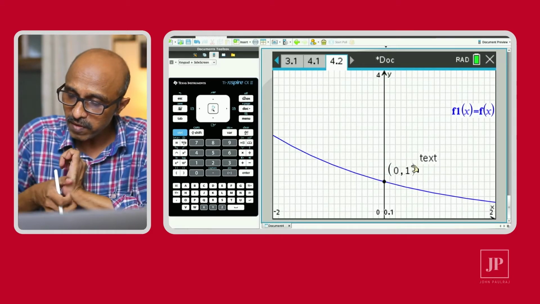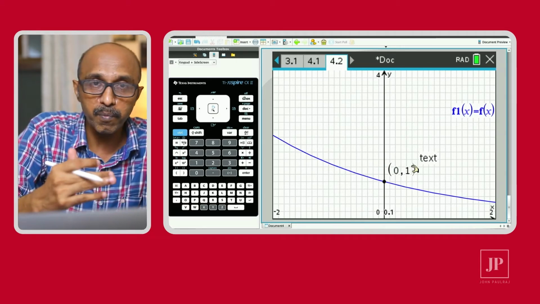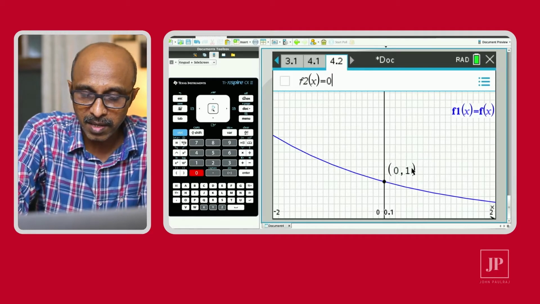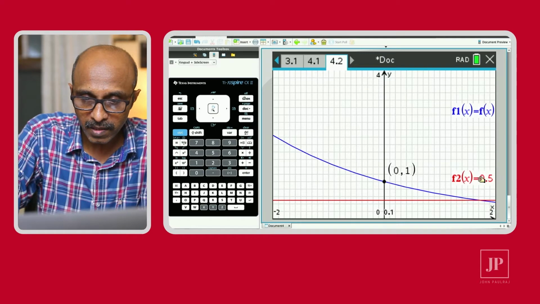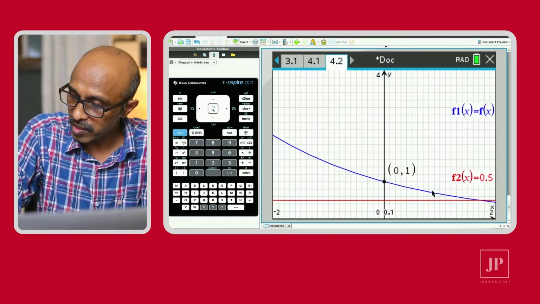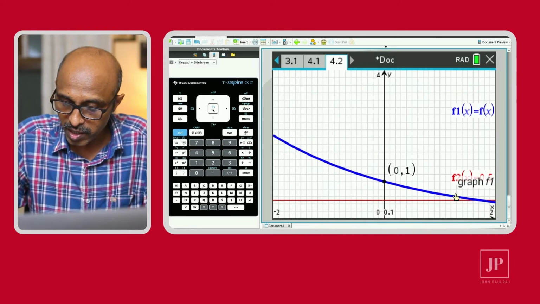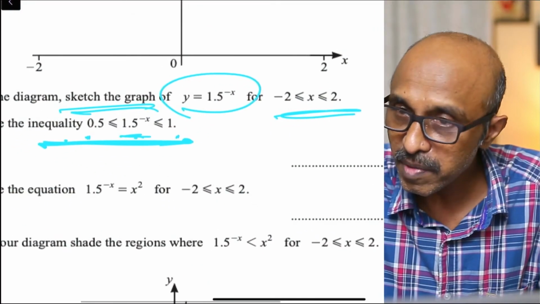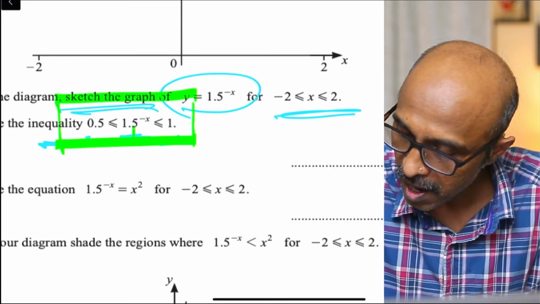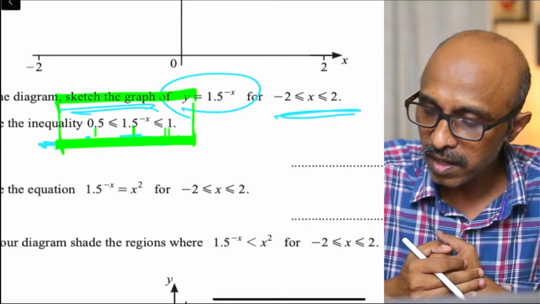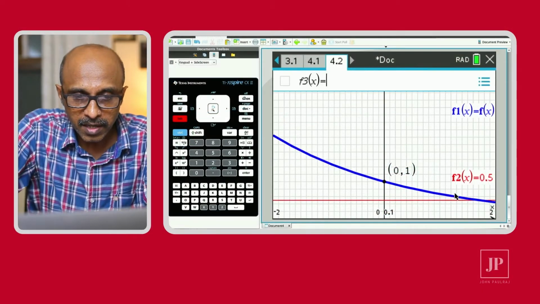Now, the second part says solve the inequality: when is the graph above 0.5? So I'm just going to hit tab and say 0.5 is a new function, and that's a red graph. And you can see when the graph is above this. Actually, it was a joint inequality, as you can see in the question. What I mean by a joint inequality is that you want to solve this kind of inequality: when is the graph above 0.5 and when is it below 1? So let's draw 1 also.